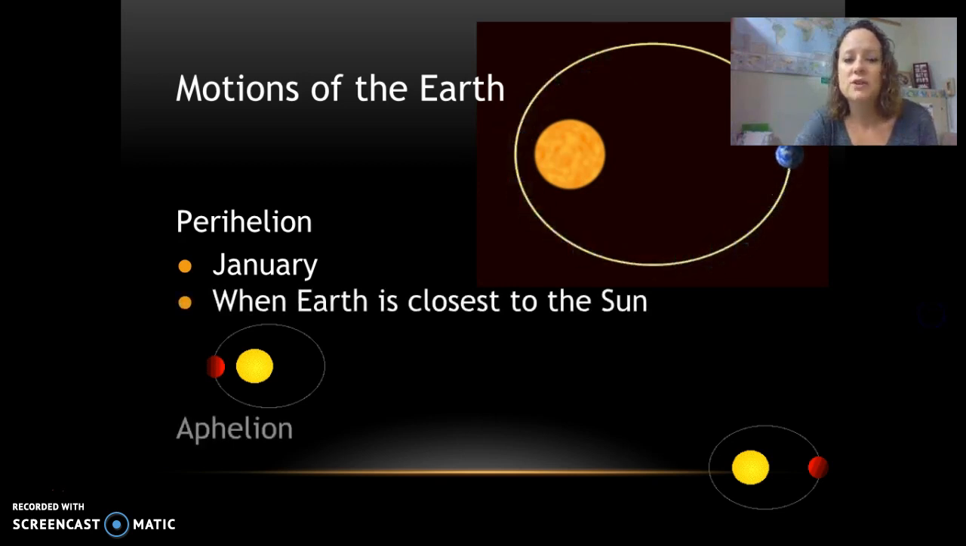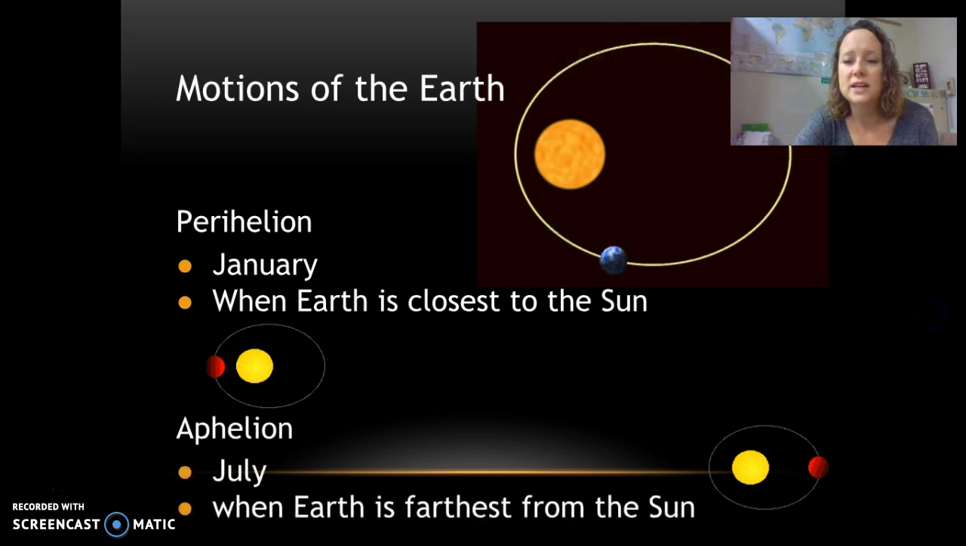When the Earth is further away from the sun, that is called aphelion, and that occurs in July. So again, in the summertime, we are farther from the sun.